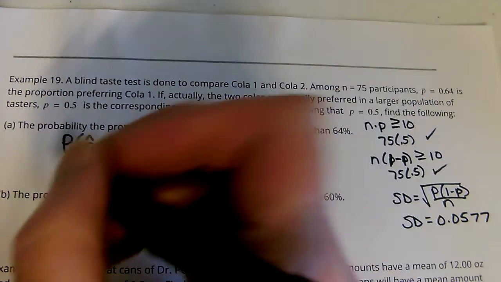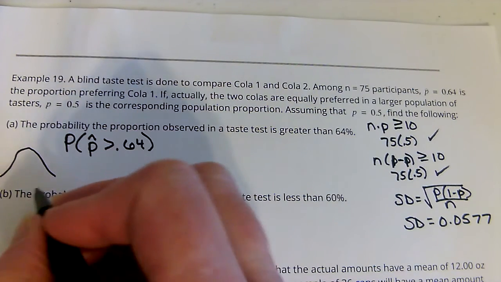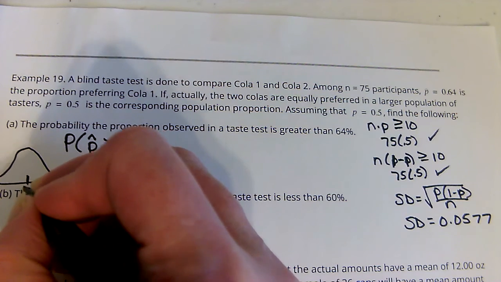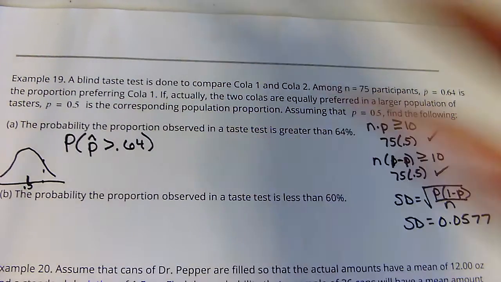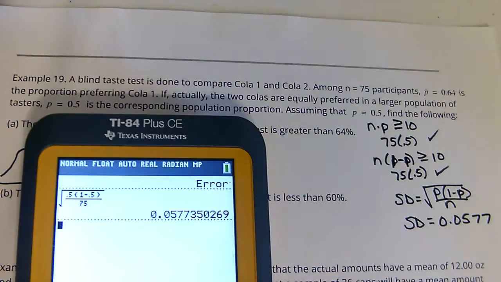Now, being greater than 0.64, so remember the middle is 0.5, so being greater than 0.64 is going to be pretty far off.